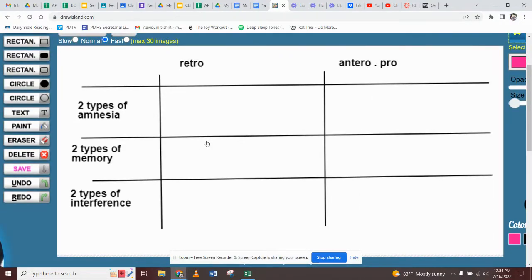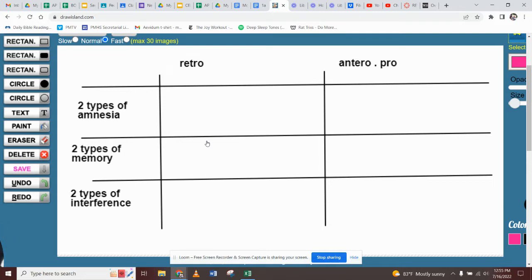Okay, so we're going to be trying to use this chart to remember all the confusing memory terms. You're going to make this 3-column chart, and at the top, the second column is going to be all the retro words, all the words that refer to the word retro. And in the third column at the top, it's going to be any words that have antero or pro in it.